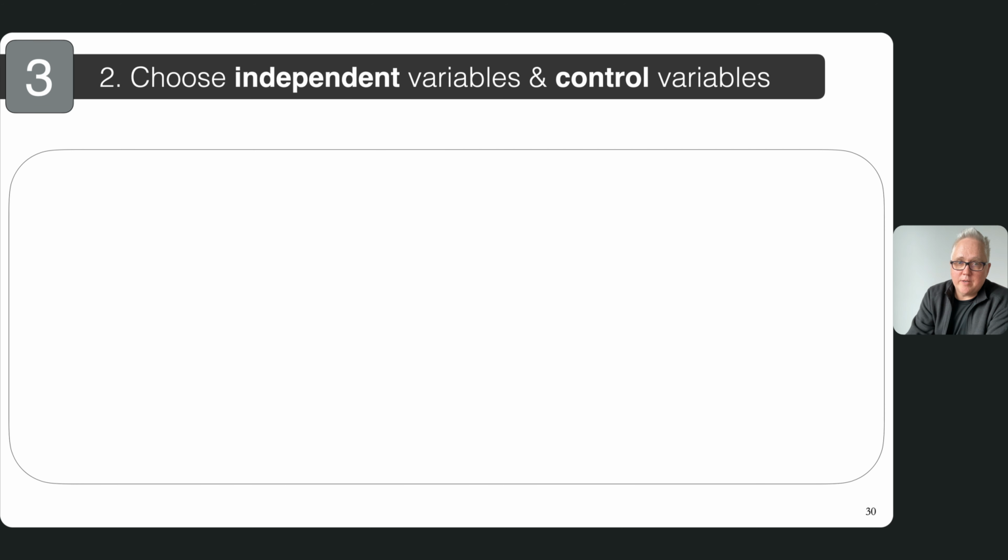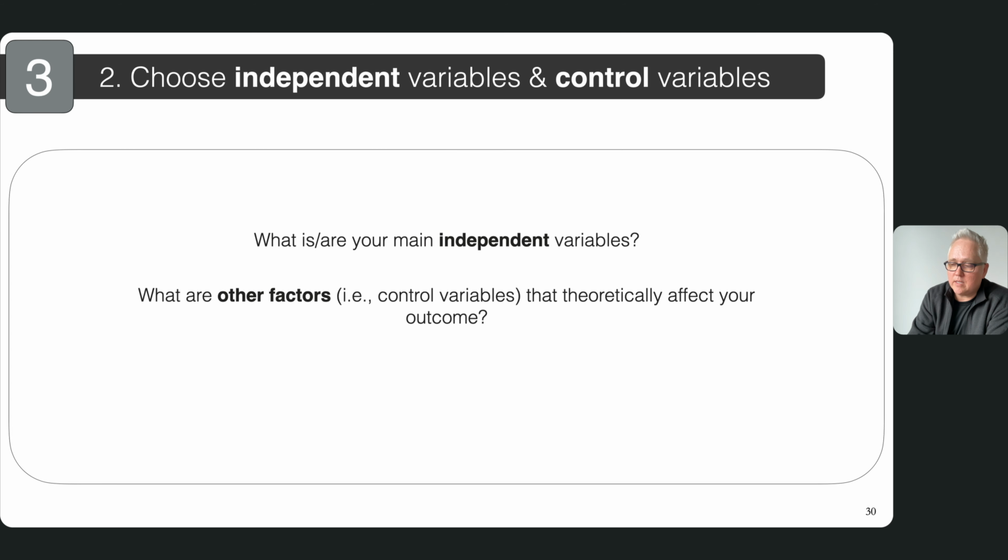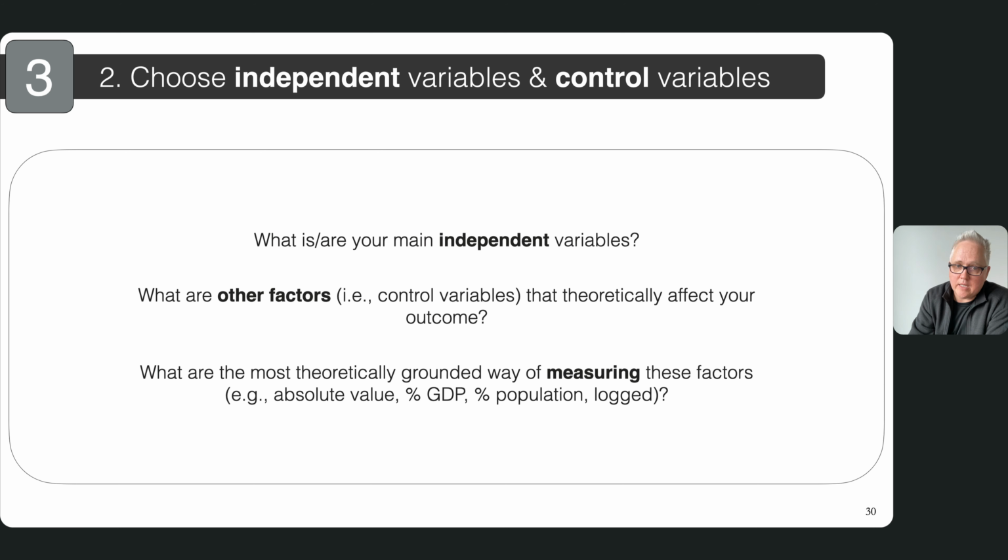Next, choosing your independent variables and control variables you actually want to include in your model. What is your main independent variable? Why is it the most important theoretically? What other important variables might be out there that also could shape your outcome theoretically? And what is also the best link between moving from concept to measure for any of these factors, right?